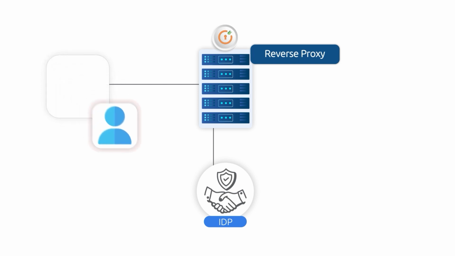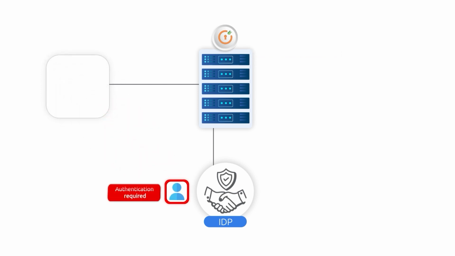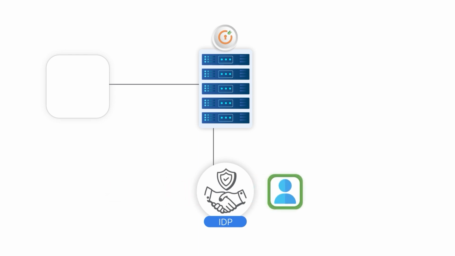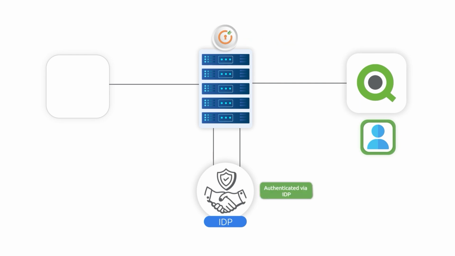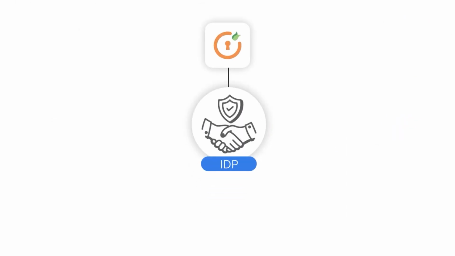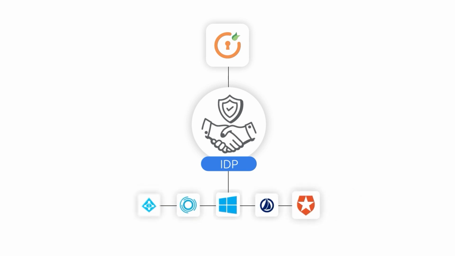This means that unauthenticated users are redirected to their configured identity provider for single sign-on. Once the user is authenticated, miniOrange sets the QVuser HTTP header for each request to QlikView, which allows the user to log into QlikView using their identity provider or IDP credentials. Your IDP can be miniOrange, or your existing IDP can also be configured with the miniOrange solution.